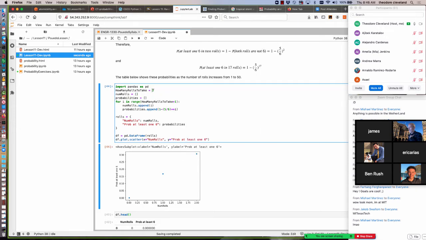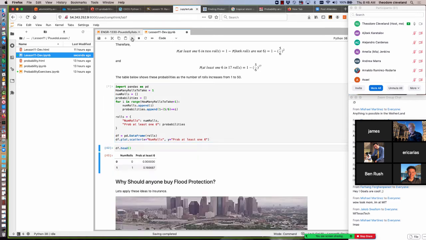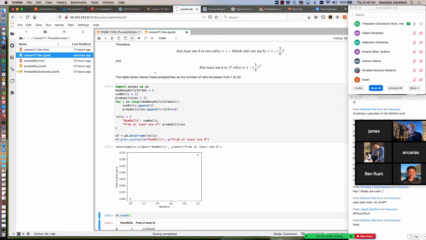Now I think I have it counting correctly. Let's check. 1 roll. There we go. Now I have the roll count. Let's roll the die 10 times.